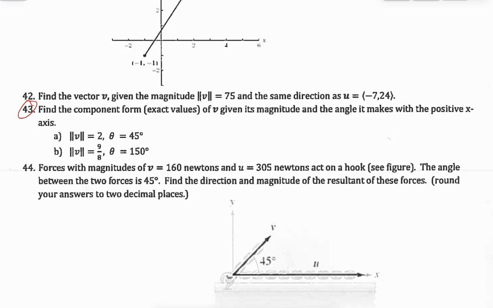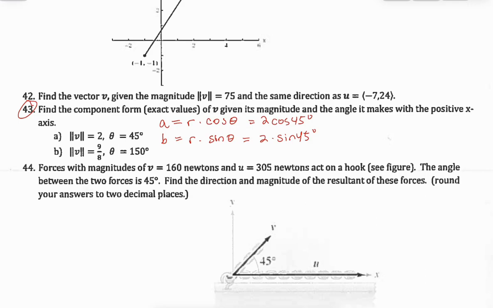Remember that our A component, or x, if it was rectangular components, it would be x, is always the magnitude, we'll call it r, times the cosine of theta. B is always r times the sine of theta. Okay. So in this particular case, our A is going to be 2 times the cosine of 45. And this one's going to be 2 times the sine of 45.